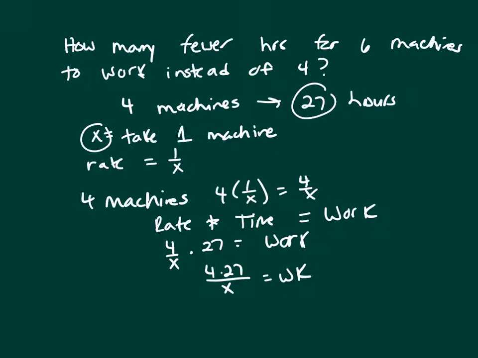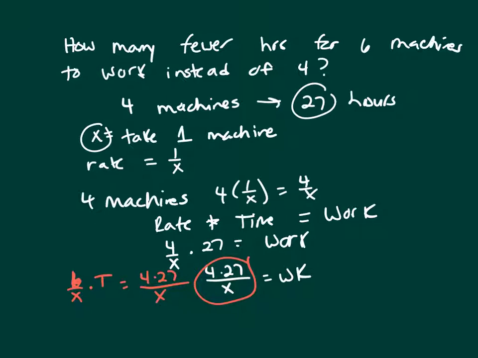So if you have 6 machines, that would be 6 over X times however long it takes them, and that would give you work. And you know this has to equal this, because it's the same job, just one is with 6 machines and one is with 4 machines. So 6 over X, 6 machines, times time equals work, and that must equal the other work, which is 4 times 27 over X.